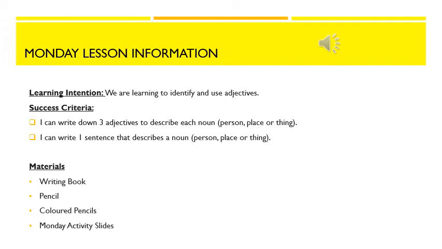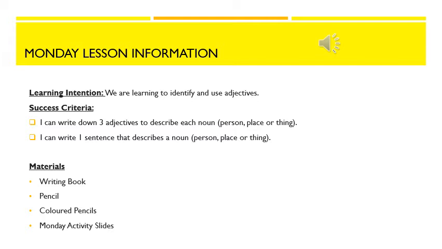Today we are learning to identify and use adjectives. To be successful today, you should be able to say and do these things. I can write down 3 adjectives to describe each noun, and a noun is a person, place or thing. I can write one sentence that describes a noun, so a person, place or thing.